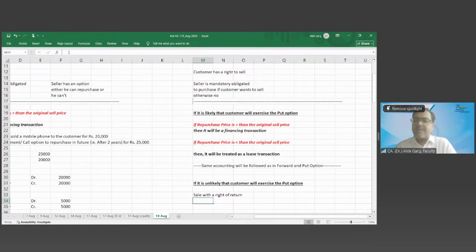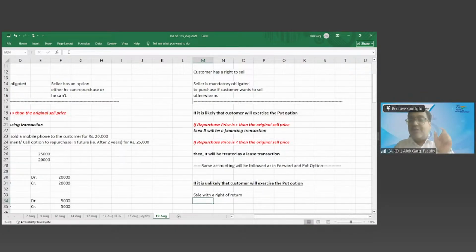Simple, right? So if the entity has sold 100 goods to 100 customers with a put option right to repurchase, in that case, the entity will look at what is my probability out of 100 customers. Let's say I have only 10% probability that 10% customers will come to me for sale, for example. So it is more like a sale with a right of return.